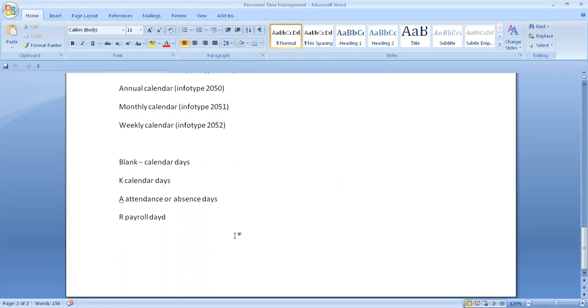So we have been talking about this blank, K, attendance or absence. This is what we have been talking about. As we know, blank is for calendar days, K is for calendar days, and attendance and absence days are for payroll days, which we have configured.